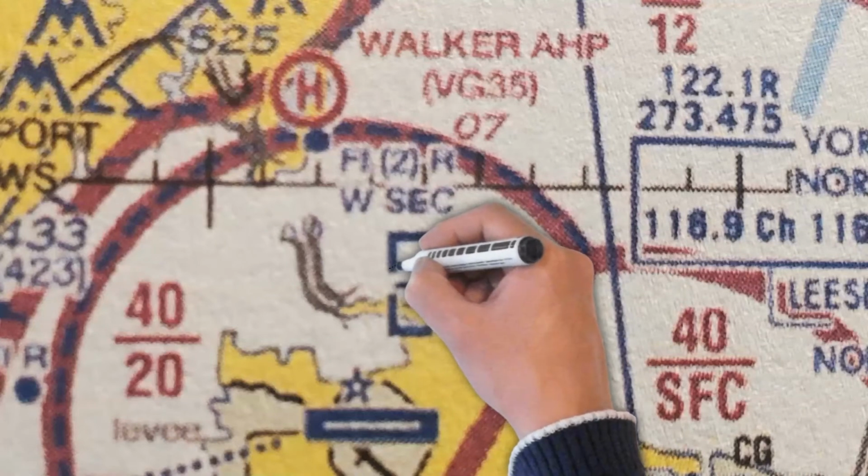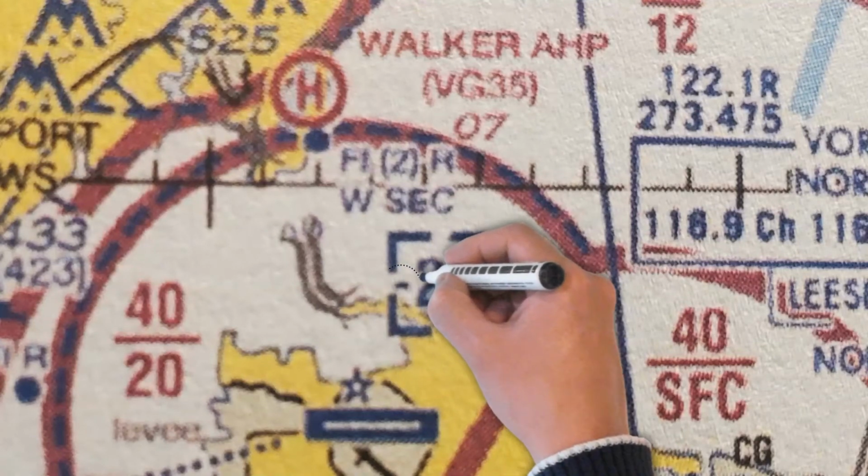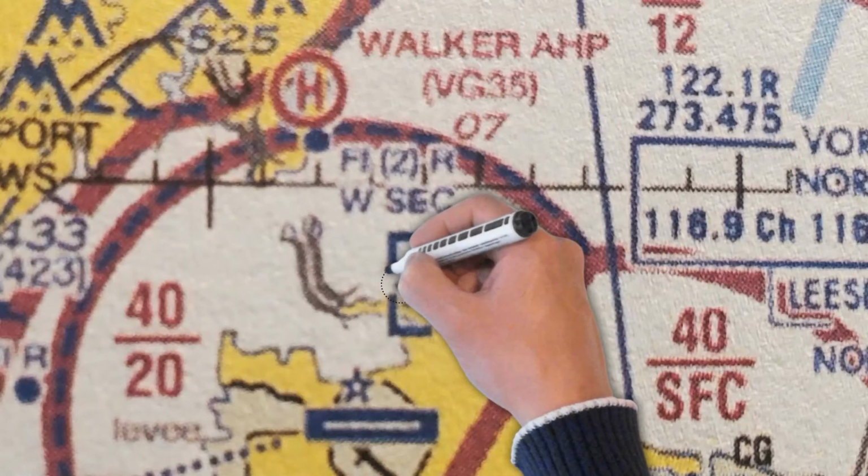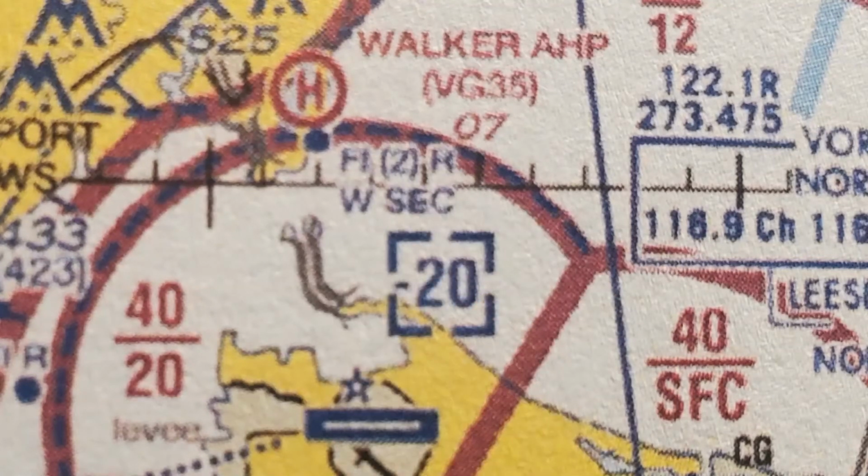Now, in your legend, it tells you what a negative means. What does a negative mean? It means that the Class E ceiling is 2,000 feet, but it does not include 2,000 feet. That means if you are at 2,000 feet, you are now in the Class C shelf. Remember that. That's very important.